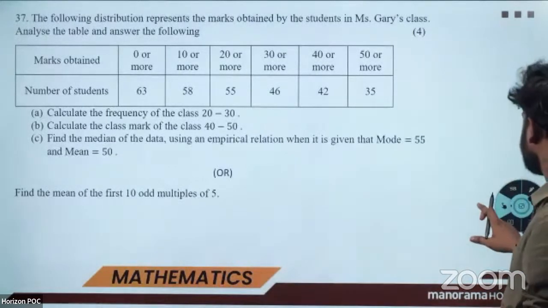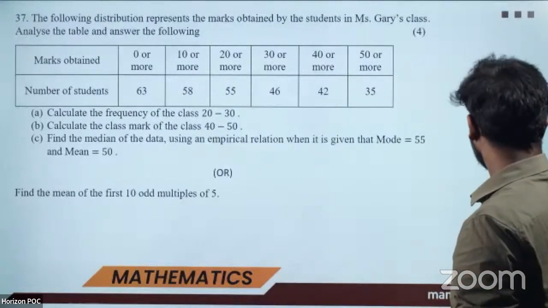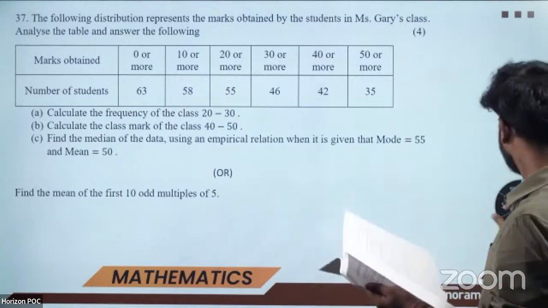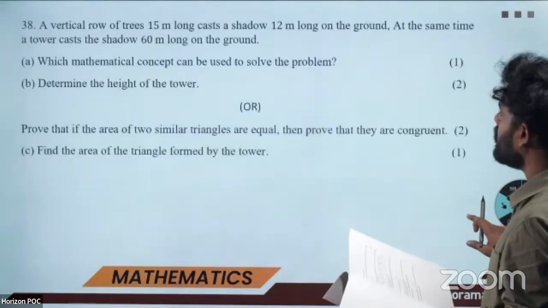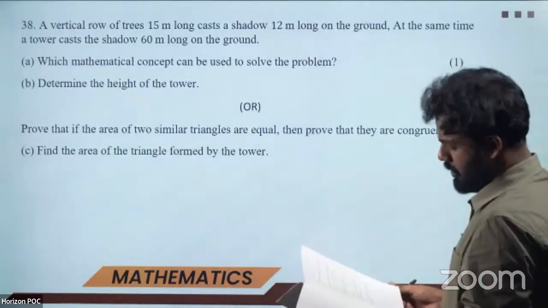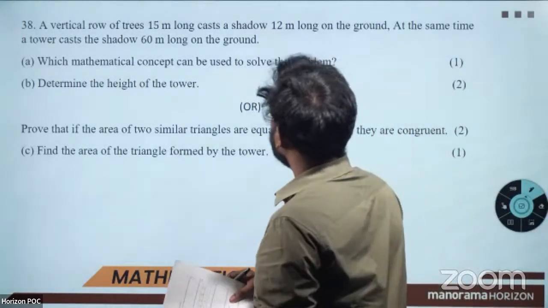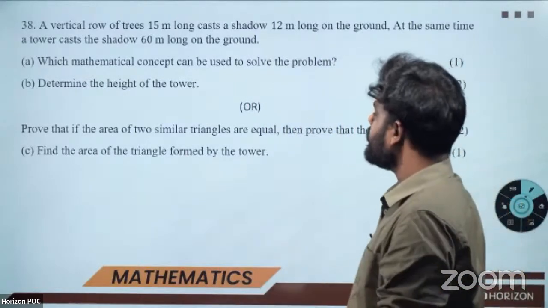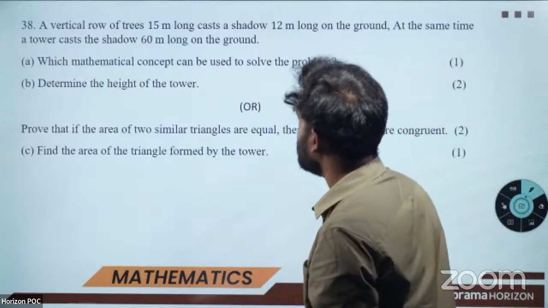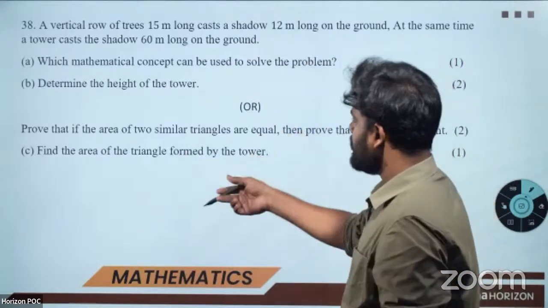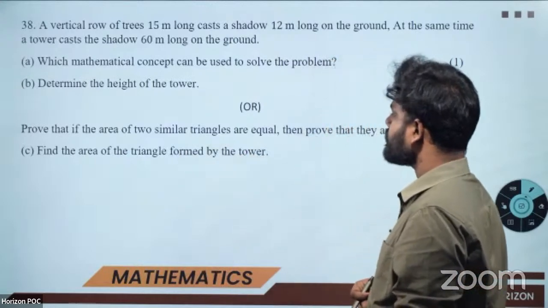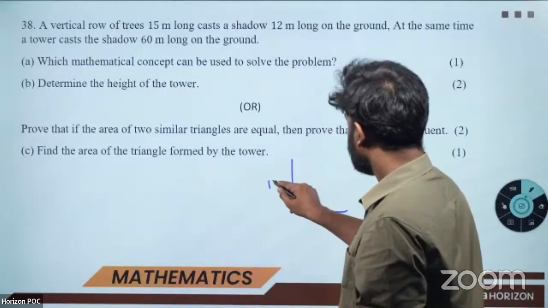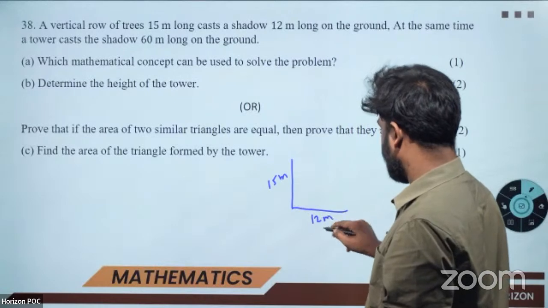Clear? Okay. So the next question we have here is the last one. A vertical row of trees 15 meter long casts a shadow of 12 meter long on the ground. At the same time, a tower casts a shadow 60 meter long on the ground. Which mathematical concept can be used to solve the problem? Determine the height of the tower, or there is an OR question: find the area of the triangle formed by the tower. So a 15 meter tree casts a shadow of 12 meter.